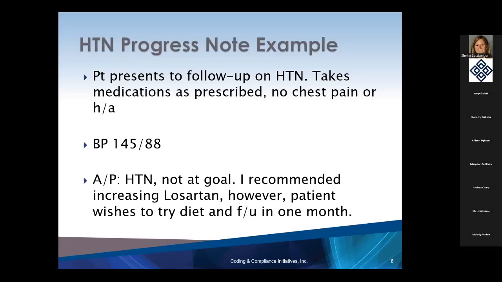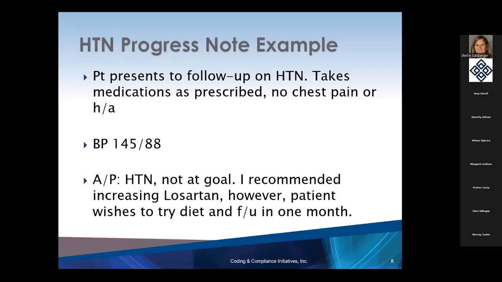So here's a progress note example. Patient presents today to follow up on their hypertension. They take their medications as prescribed. They're not having any chest pain or headaches. So we have the subjective portion. Objective, we have the blood pressure. Some providers might have a cardiovascular exam, some might have lower extremity edema. It's whatever you deem clinically relevant.